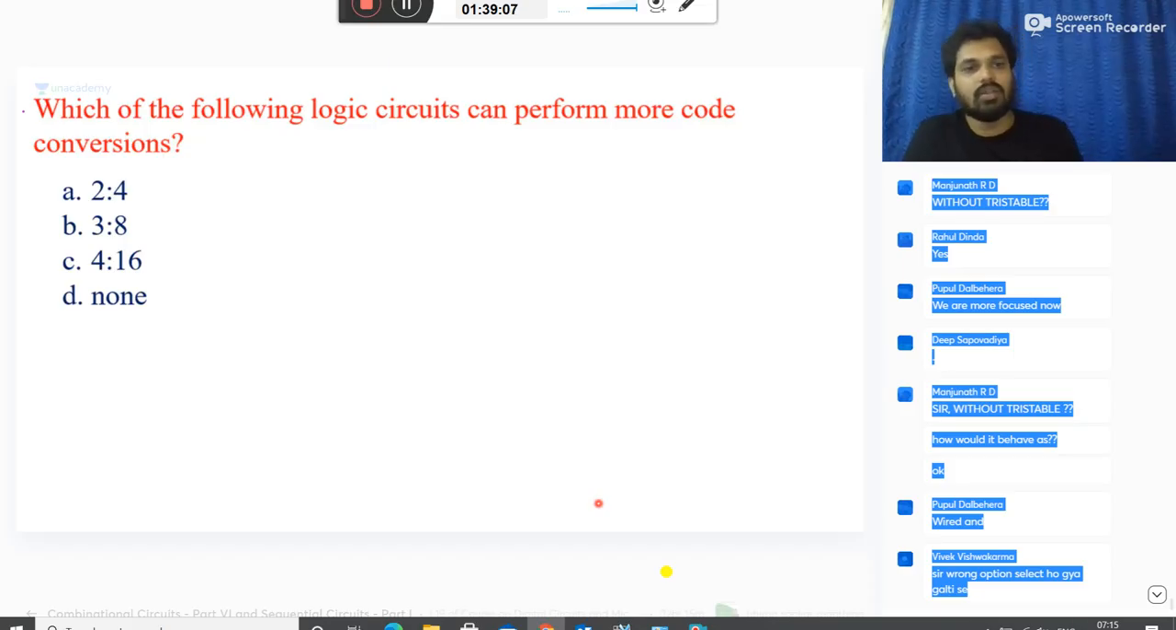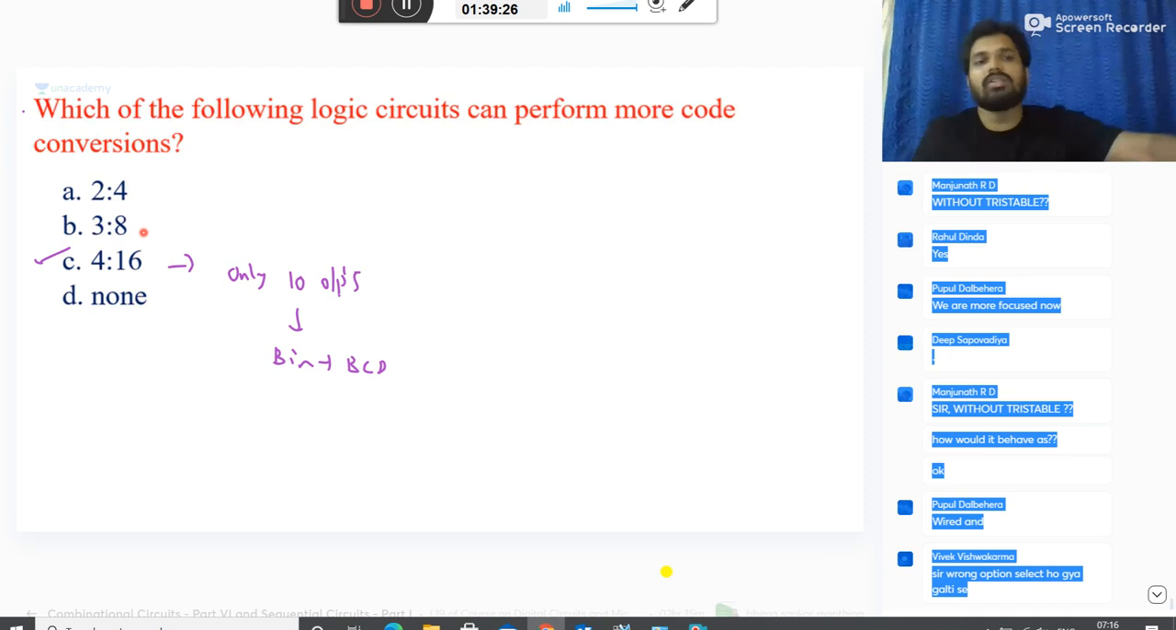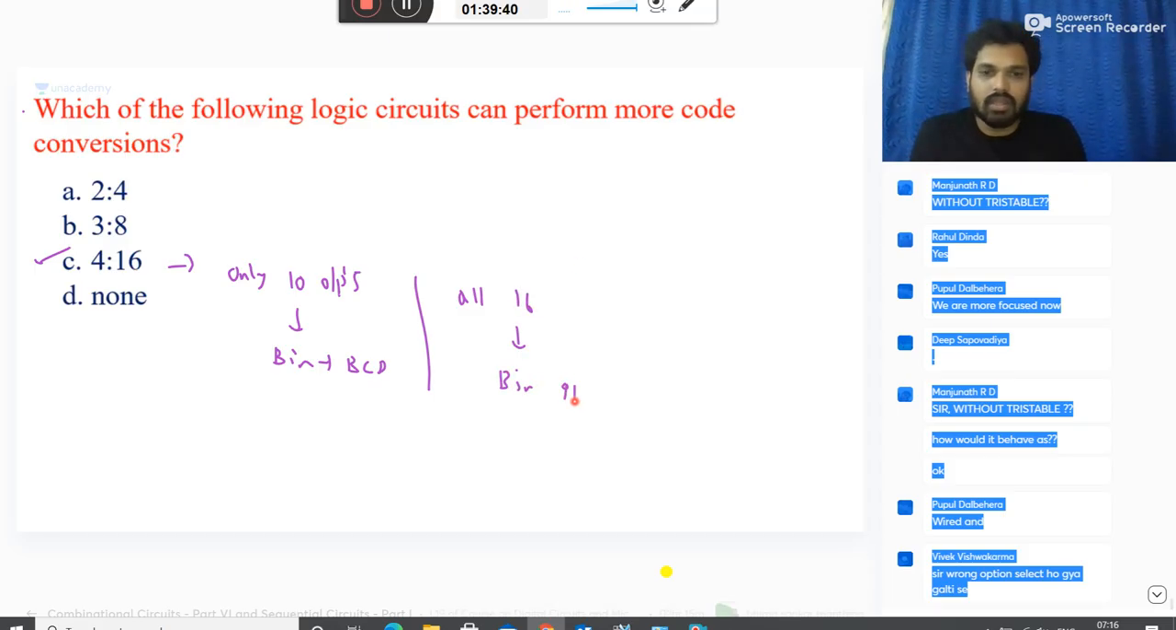Right answers. So the right answer is 4 by 16. If you have 4 by 16, you take only 10 outputs, 0 to 9, like binary to BCD. Yes or no? If you have 16, you are not using all the 16. You use only 10. Use all 16, and it is binary to hexa.